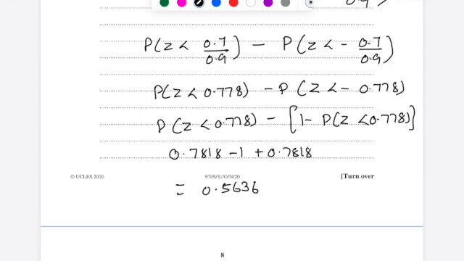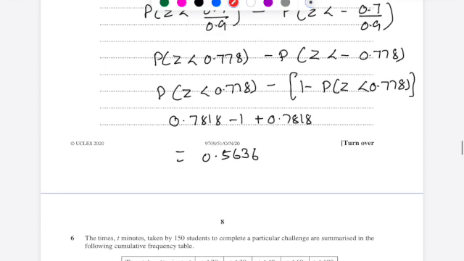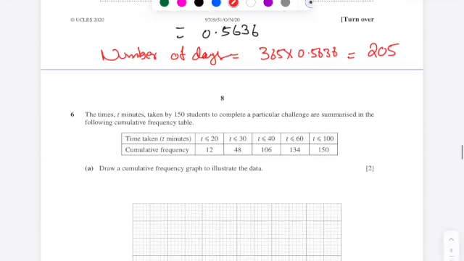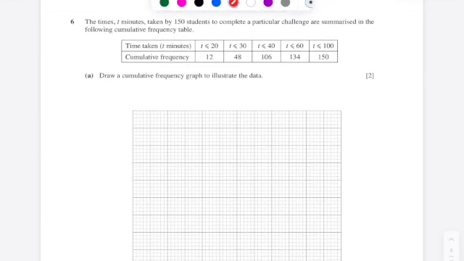Now, this is for 1 day, but I want for 365 days. So number of days equals 365 times 0.5636, which is going to be 205 days. So answer is 205.